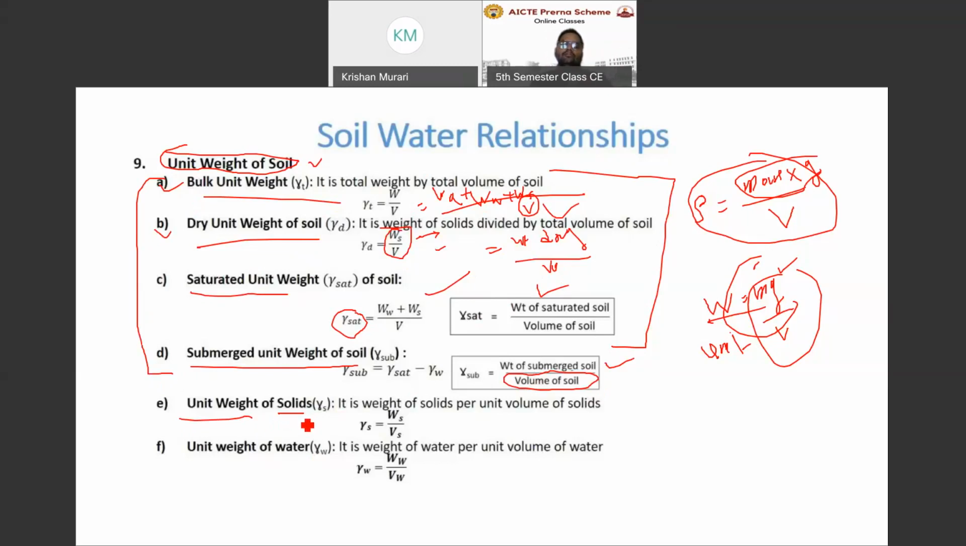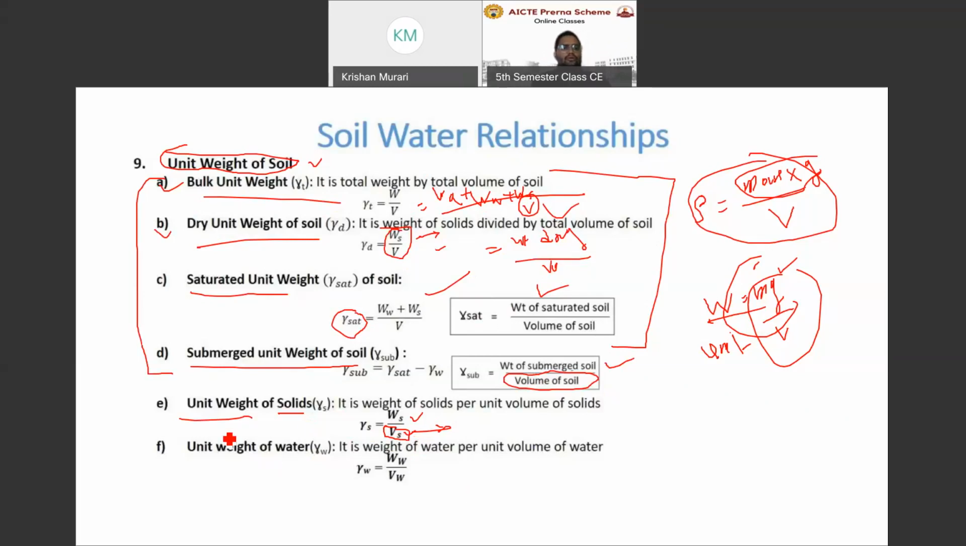What is soil? Soil has all three components: air, water, and solids. When we talk about the solids, that means only solid particles we are taking care of at that time. So the unit weight of solid is equal to the weight of solid upon the volume of solid. It is important to remember that point particularly: the unit weight of solid is the weight of solid to the volume of solid of the soil.